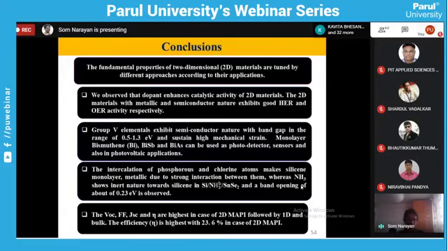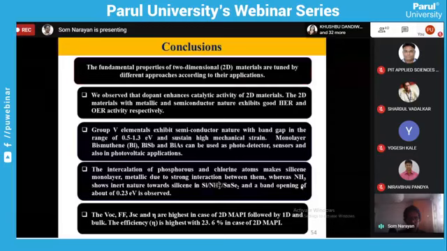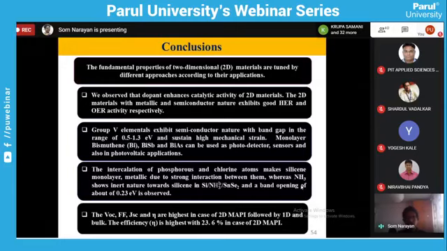For OER, it is a good semiconductor. For group 5, it can go for high mechanical strain and exhibit high mechanical strain, and can be used for photodetector sensor and photovoltaic applications. In the case of intercalation, the silicon heterostructure, we observed a band gap of 0.23 eV, and in the case of MAPI we observed 23.